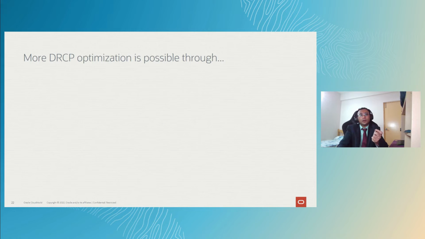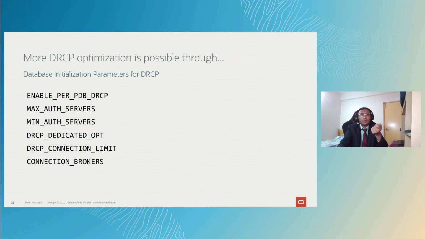Now more DRCP optimization is possible through setting some other parameters on the database side, which are the database initialization parameters. We have already talked about enable per PDB DRCP. You can also configure the maximum and minimum number of authentication servers that we discussed using the maxauth servers and the minauth servers DB initialization parameters. The DRCP dedicated optimization is an optimization parameter which can be set by us. It is by default set to no, but it can be set to ensure that the DRCP connection works like a dedicated server connection, which is more optimized. So you can make it as optimized as possible.